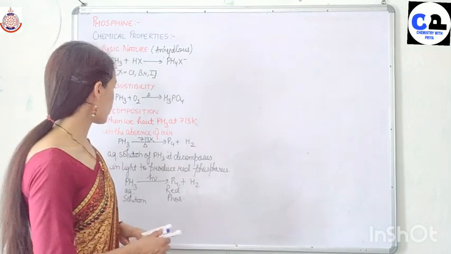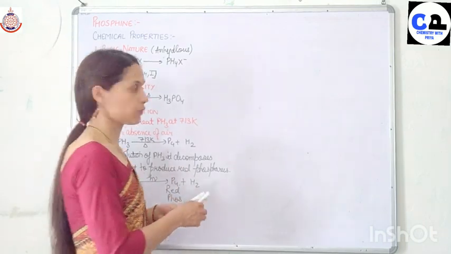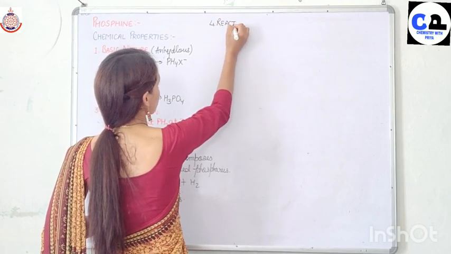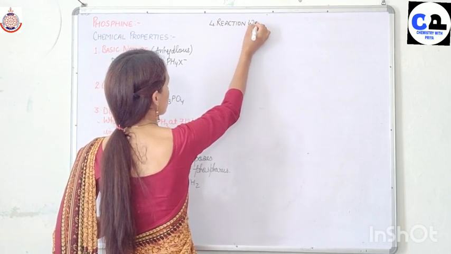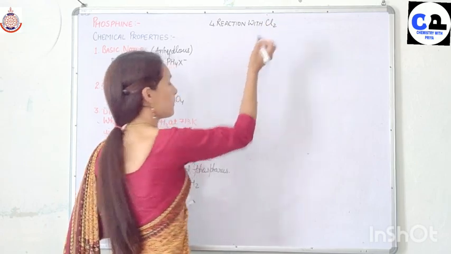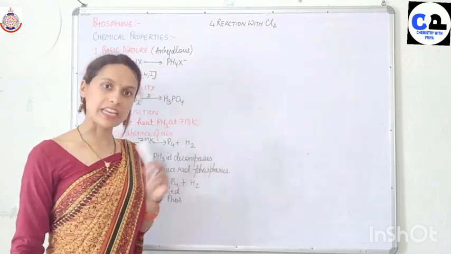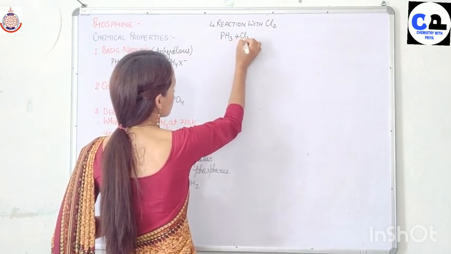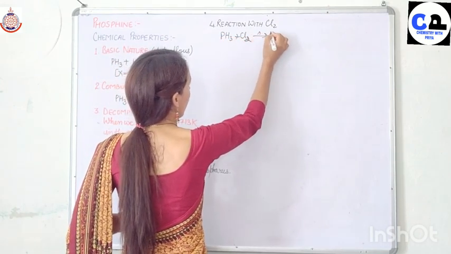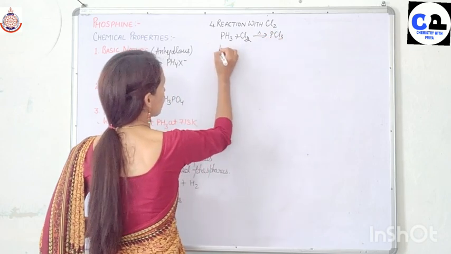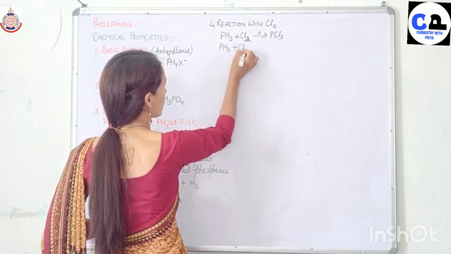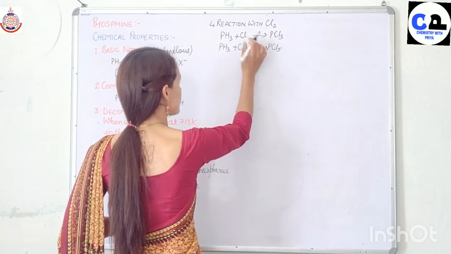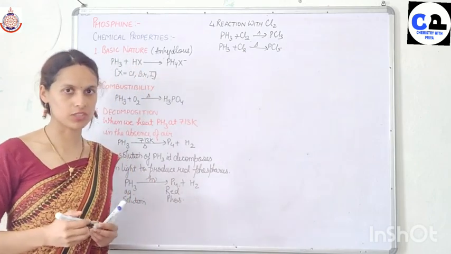Now next, the fourth point is the reaction with chlorine. It reacts with chlorine to form PCl3 and PCl5, but on heating. On heating, it reacts with Cl2 to form PCl3 and PCl5. On heating, it will react, not at room temperature.